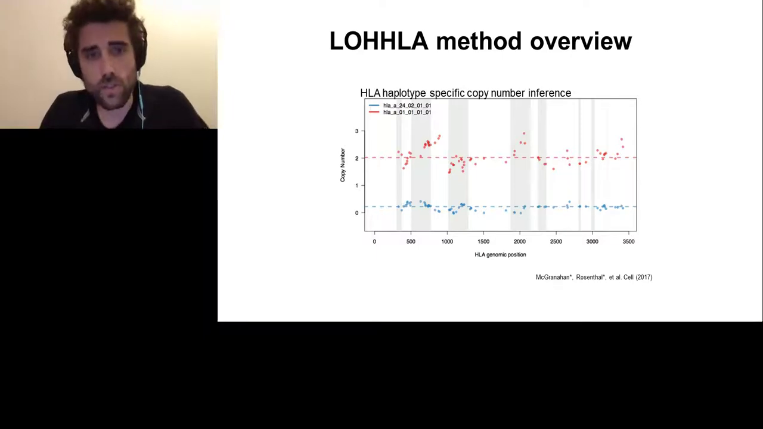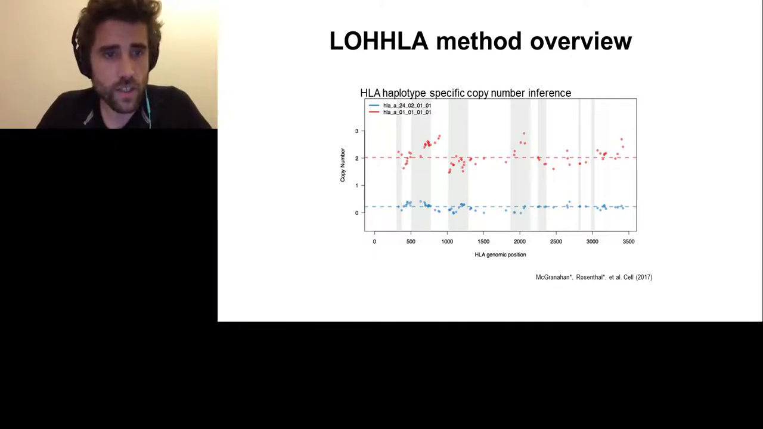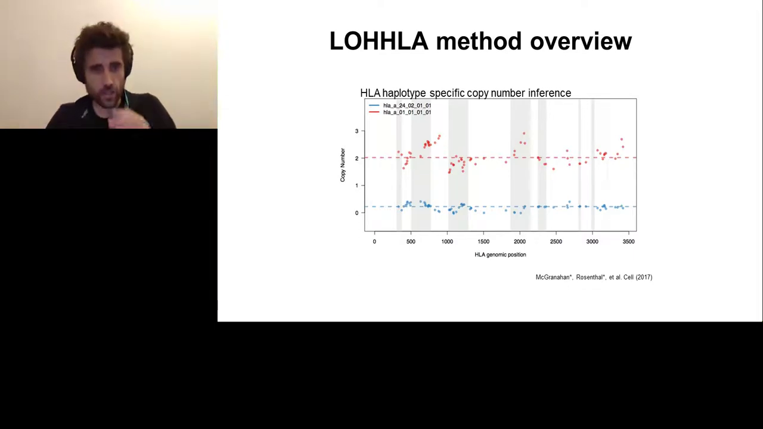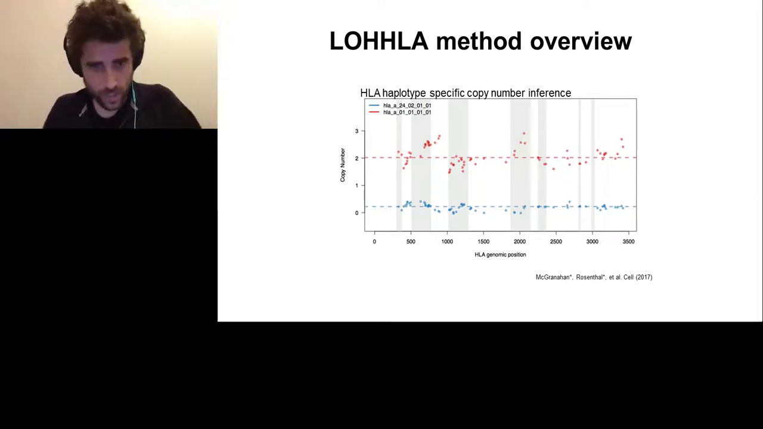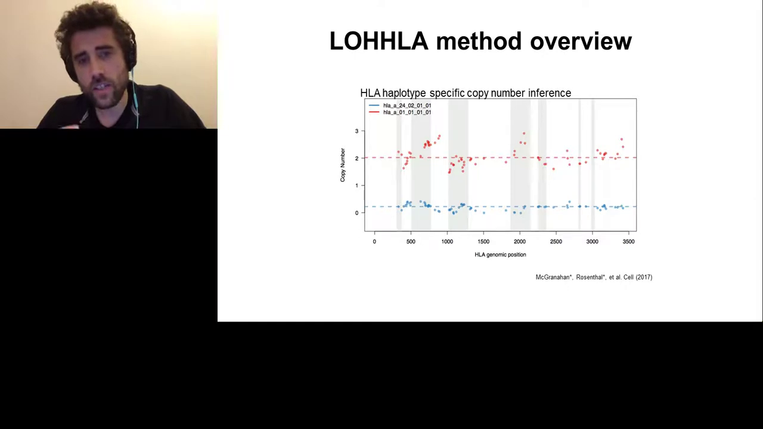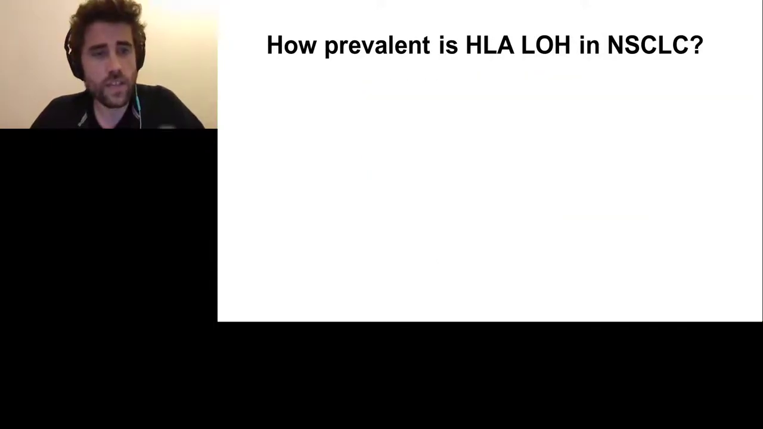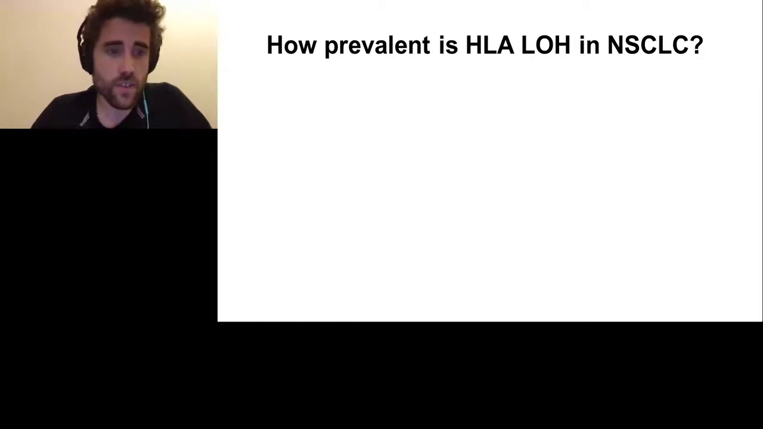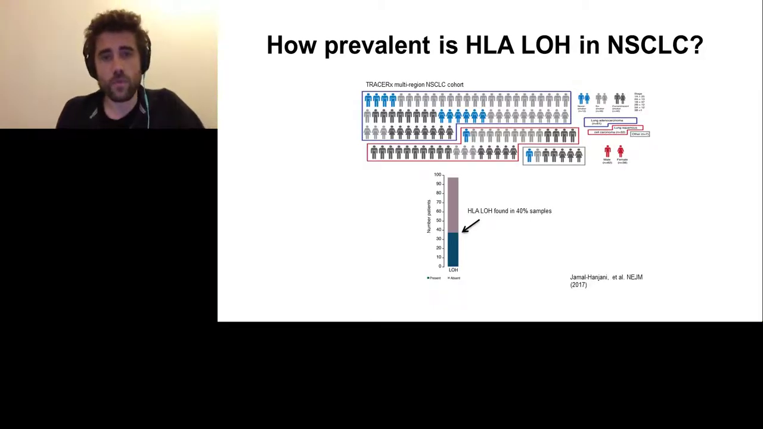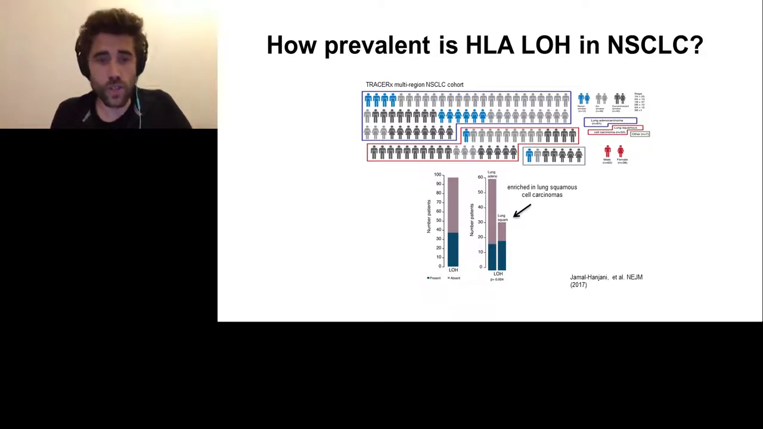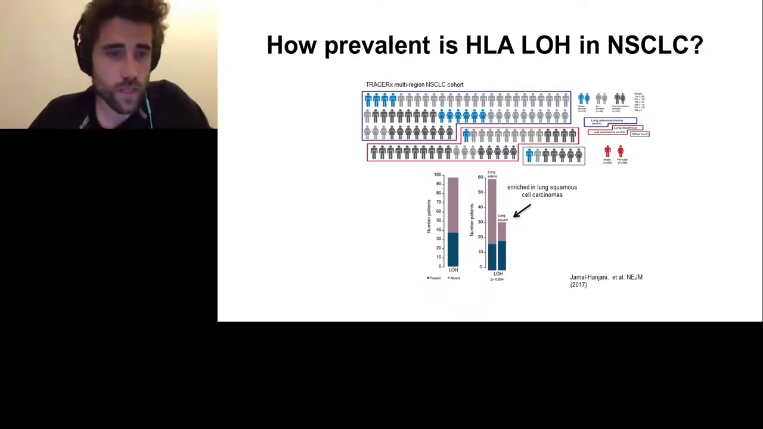Or we could go back to the TRACER-X study and ask this exact question. Looking at the 100 cohort, we saw strikingly that HLA-LOH, this immune escape mechanism, occurred in 40% of the samples. This is particularly striking considering that single point mutations to the HLA genes occur in less than 5%. Interestingly, we also saw differences between lung adeno and lung squamous cell carcinoma. Lung squamous cell carcinomas, which generally harbor more mutations and are heavier smokers, seem to have an enrichment for this LOH event. So we could next ask, when does this LOH event occur during tumor evolution?